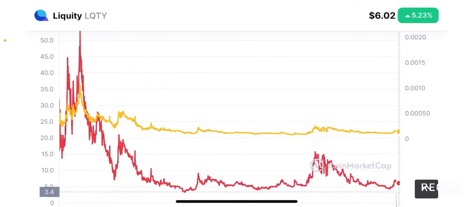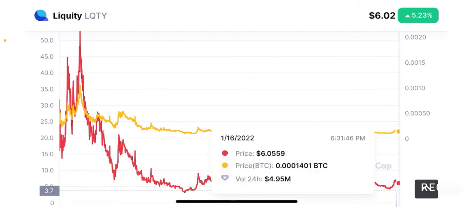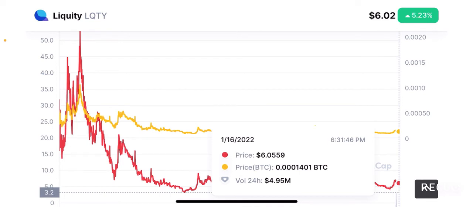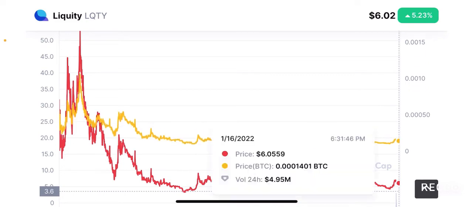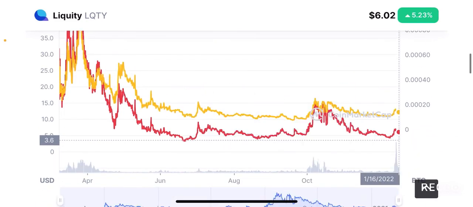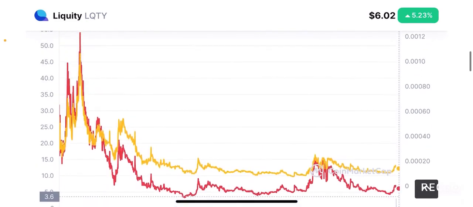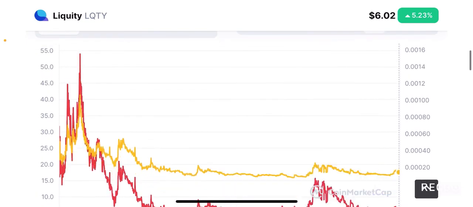Again, I think in both the Bitcoin and dollar comparatives, this is a really good opportunity to buy this token, because this token is at a significant discount from its previous all-time high. In the Bitcoin comparative, it's about 1,400 satoshis, and in the dollar comparative, it's like $6.02. I think this token will definitely slump even further, but this is an opportunity for people to get this token if you believe in this project and if you believe in this token, right?